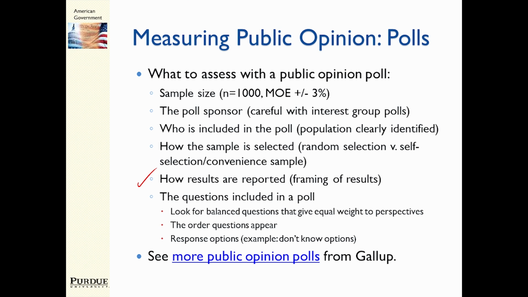Finally, you also want to look at the questions included in a poll. Look for the balance of questions that are asked. You want to look at the response options. You want to get an idea of how the order of questions are put in a poll. We know, for example, that public opinion scholars have found that the way questions are ordered ultimately influences how individuals respond to later questions. It's what's known as priming. We are primed to think about particular stimuli in a different way because of the information that we've received before that. So these are all very important things to think about when assessing public opinion polls.